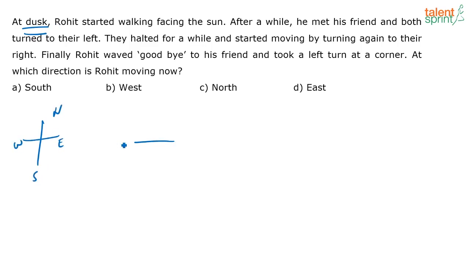He is walking towards the west direction. This is the starting point. He is going in this way. And then after a while, he met his friend and both of them turned to their left. So to their left means they are turning towards this direction.